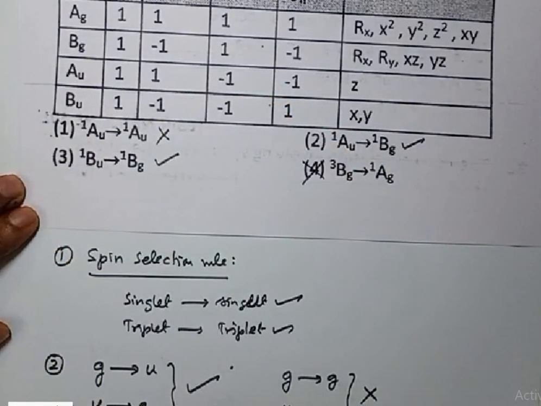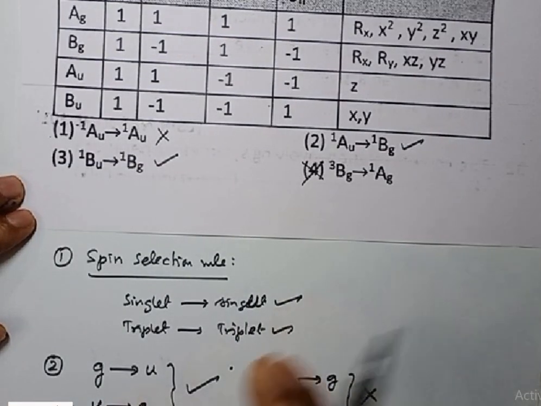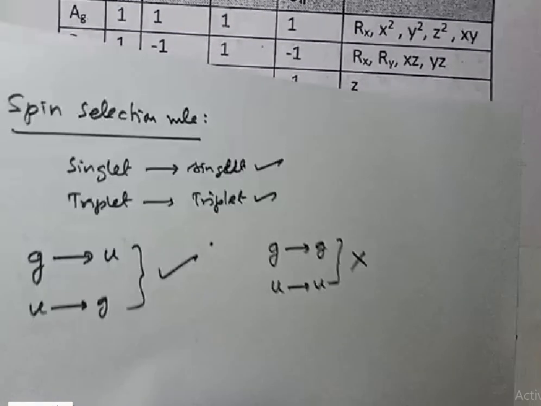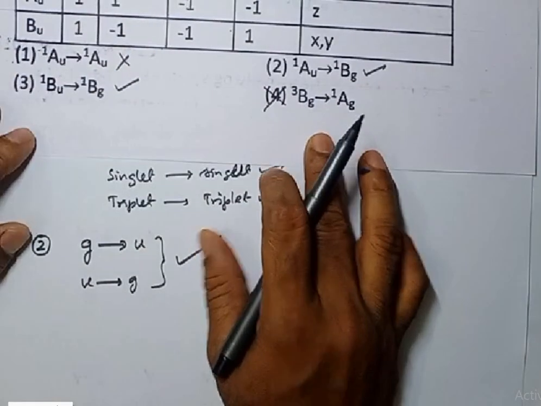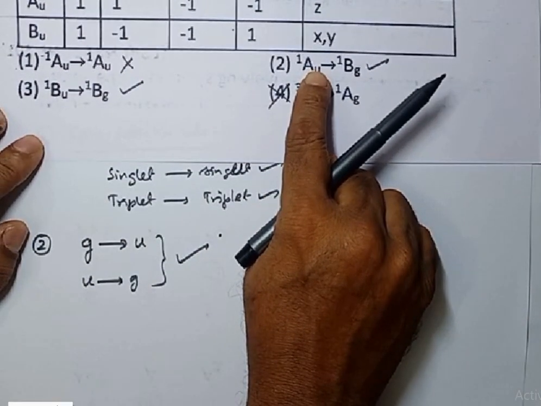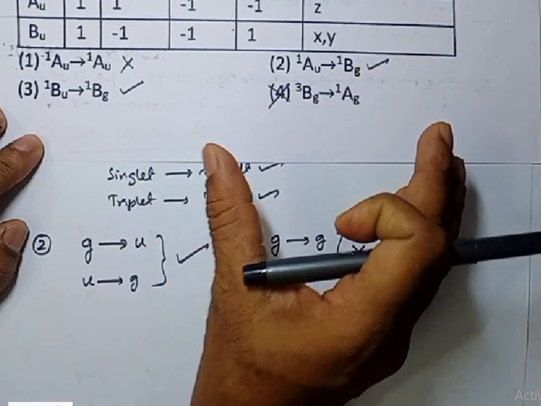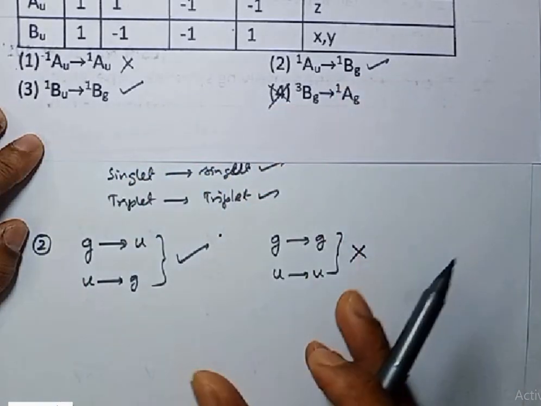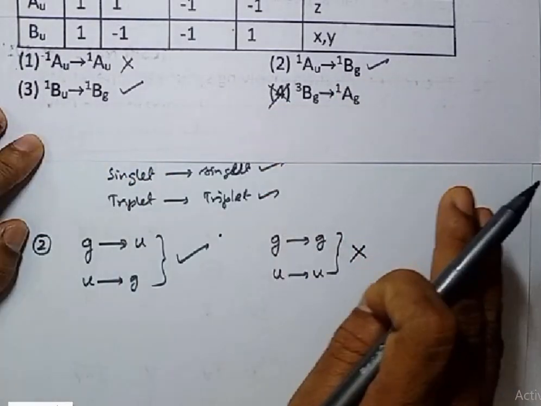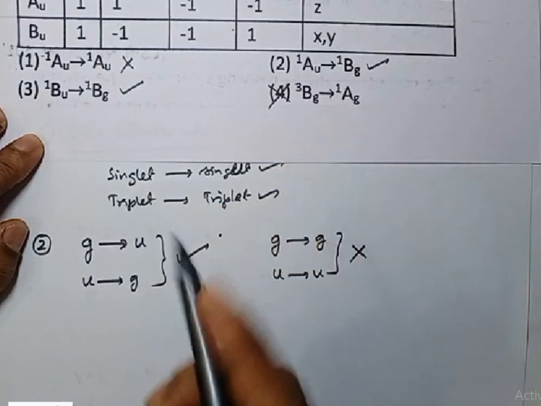Now, whether 2 or 3, how to fix it? We'll see the other selection rules. What is that? Listen, you just multiply the character of the initial irreducible representation and the final one, and see the answer. The answer belongs to some irreducible representation. In that irreducible representation, you see whether X is there or not, because they are asking about X polarized light.